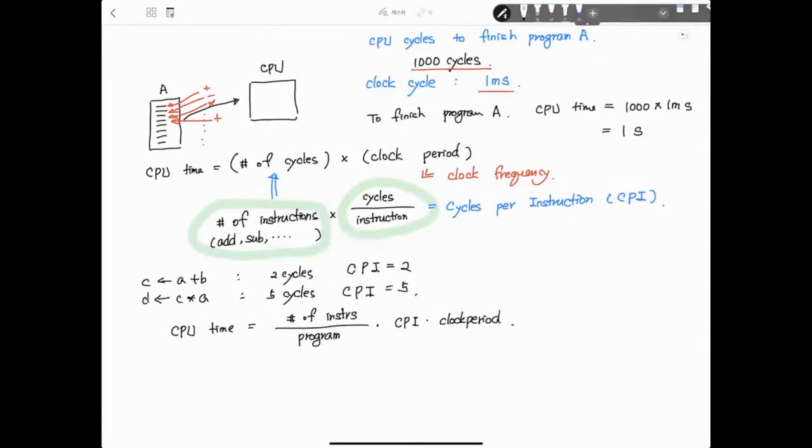So for instance, to execute A, it generates 500 instructions. The CPI is 2, and the clock period is 2 nanoseconds. Then what is the CPU time?